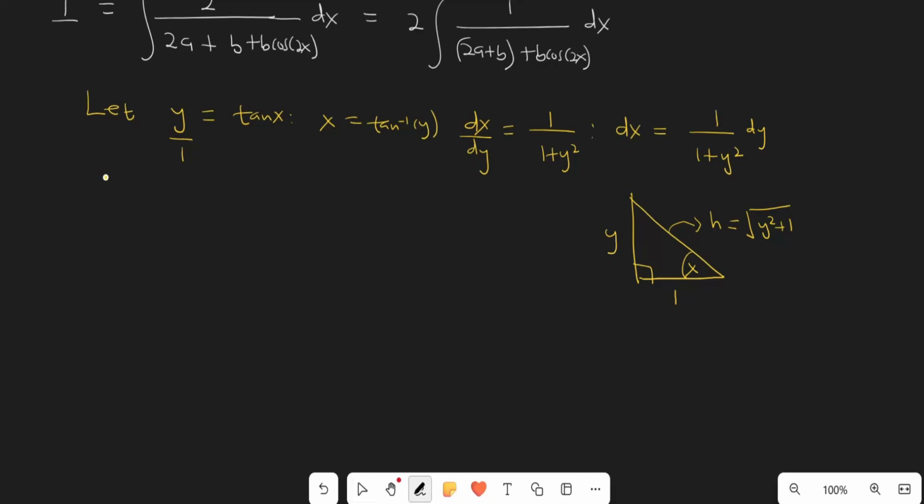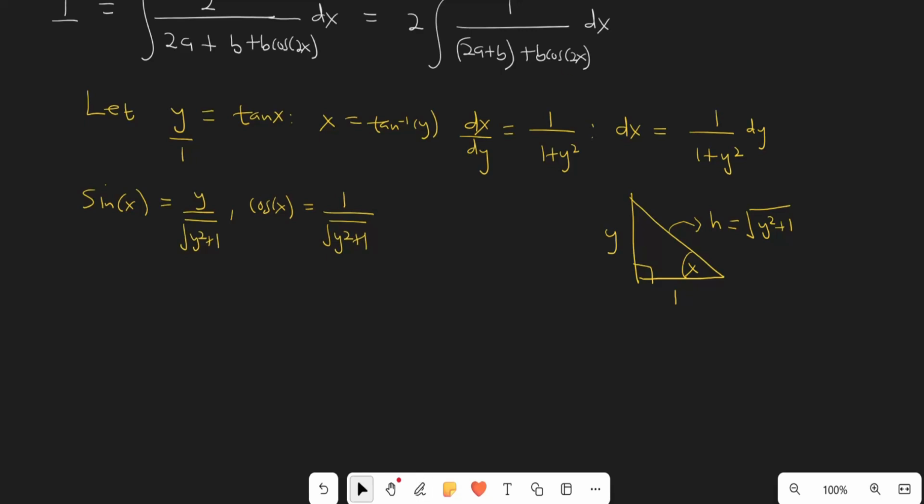And now we can find sine of x from this right triangle. Sine of x is opposite over hypotenuse, and the hypotenuse is the square root of y squared plus 1. We can find cosine of x. Cosine of x is equal to adjacent, which is 1, over the hypotenuse, the square root of y squared plus 1. So this is what we have.